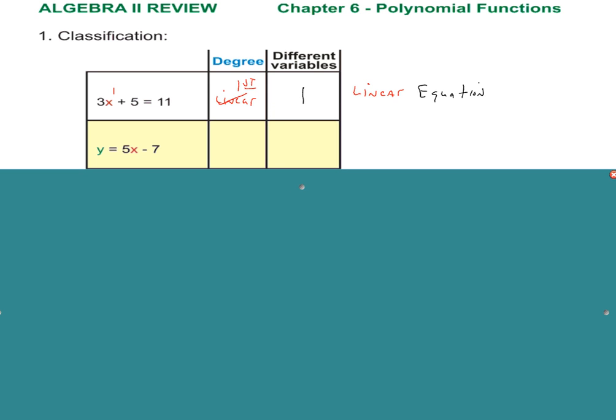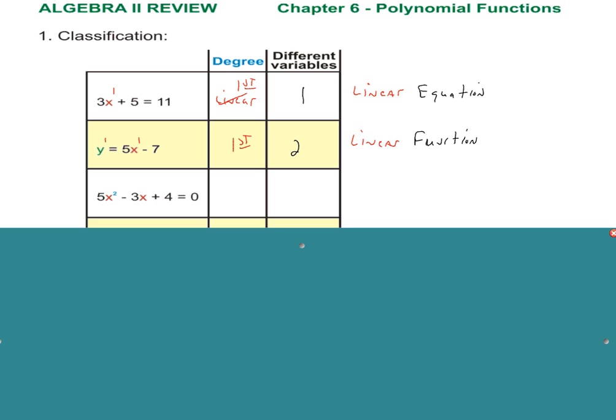Second example. Again, I'm going to look at the degree first. Y is to the first power, x is to the first power. The degree is first, therefore it's linear. First degree equation, it's linear. Again, this is basic system as long as they're not multiplied together. And then I'm looking at how many different variables. In this case, I have an x and a y, so there are two. Whenever there are two different variables, it is a function. Again, generally speaking, there are some exceptions.